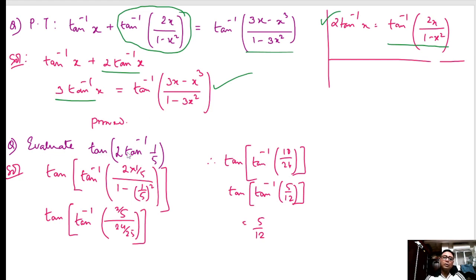Evaluate tan of 2 tan inverse 1 by 5. So 2 tan inverse x is tan inverse 2x by 1 minus x square. So here we are using this formula. Solving this, we are getting this. And now we know that tan of tan inverse x is actually x. Using this, we are getting 5 by 12.